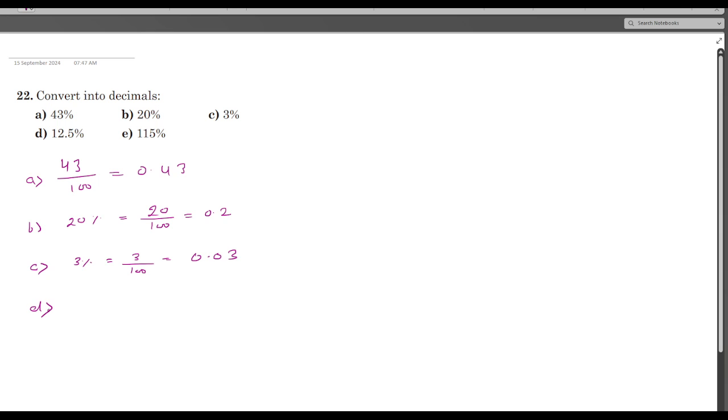D, 12.5 divided by 100. So this is equal to 0.125, and E, 115 divided by 100. So this is 1.15.